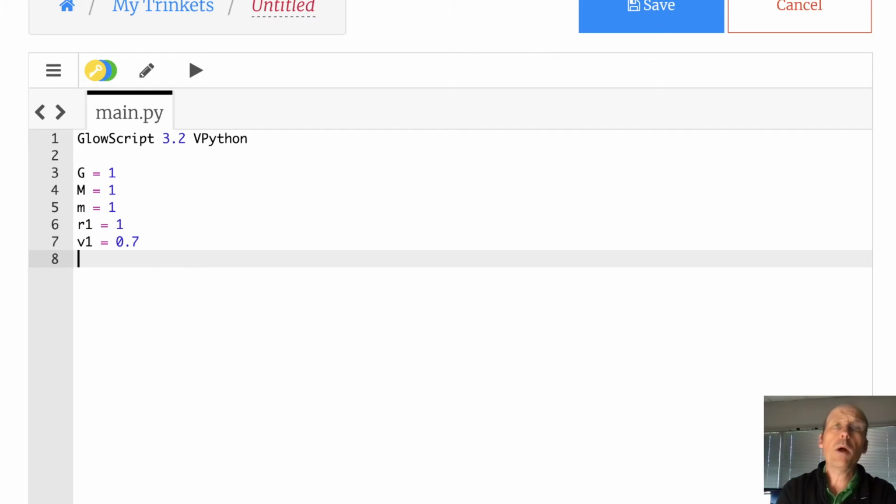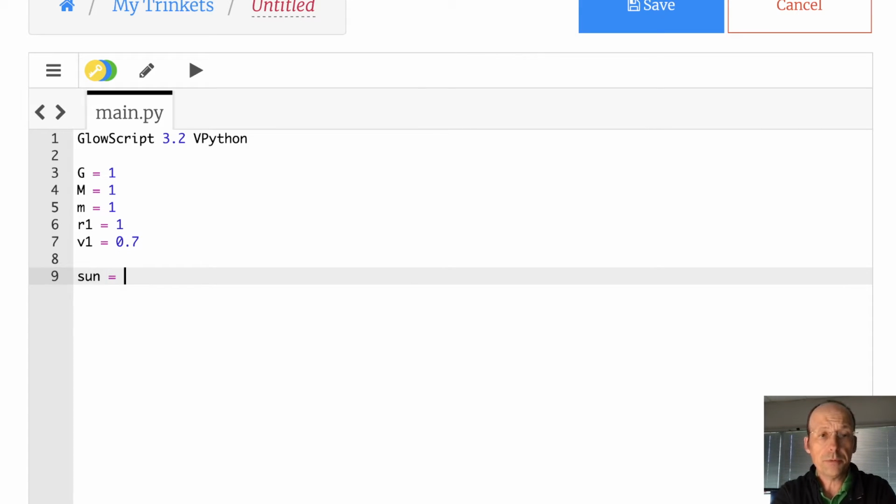The great thing about Web VPython is it has these three-dimensional objects. So I can make the sun a three-dimensional object. Sun is a sphere. Position is equal to, let's put it at the origin, vector 0, 0, 0. And let's say the radius is 0.03 and color is yellow.